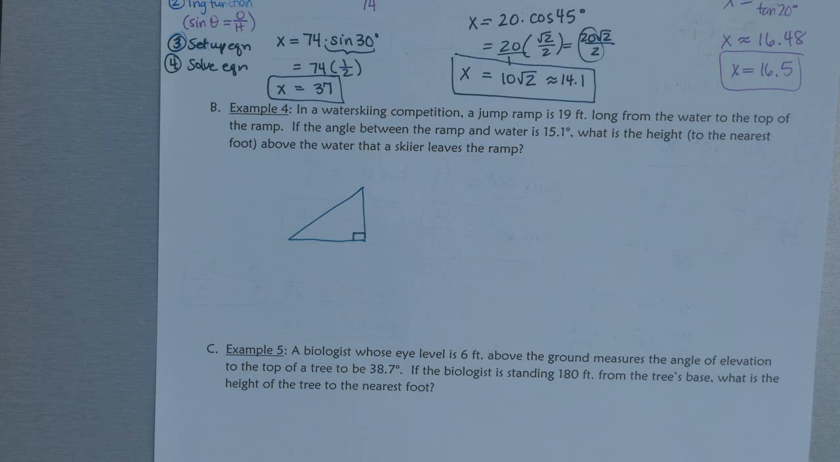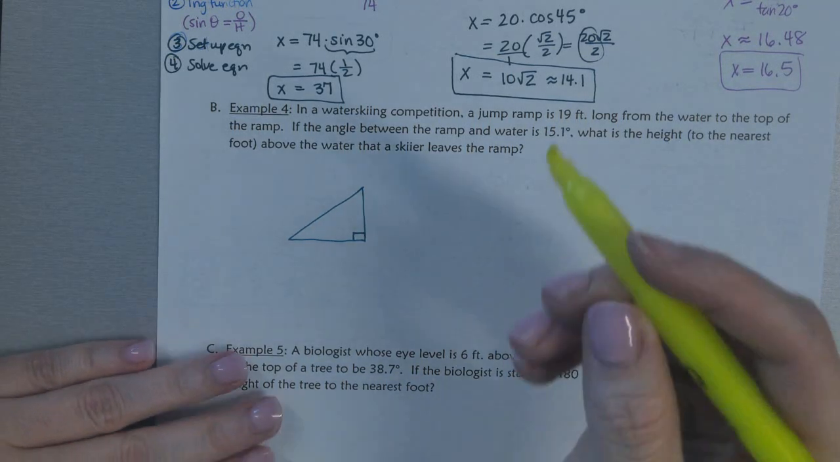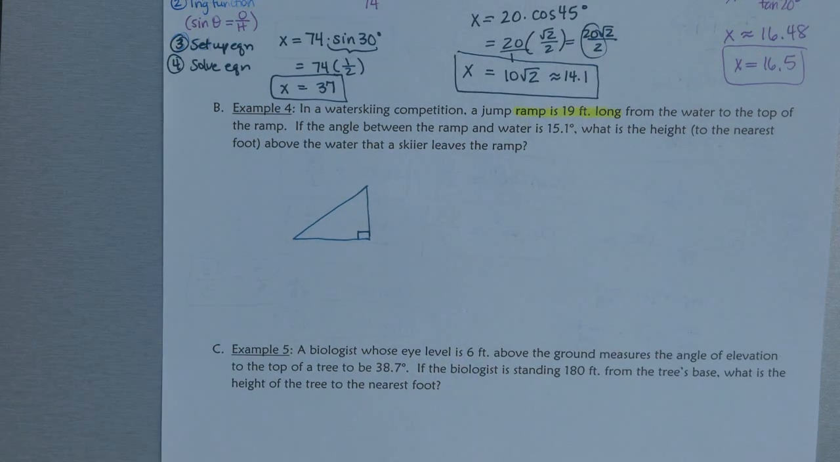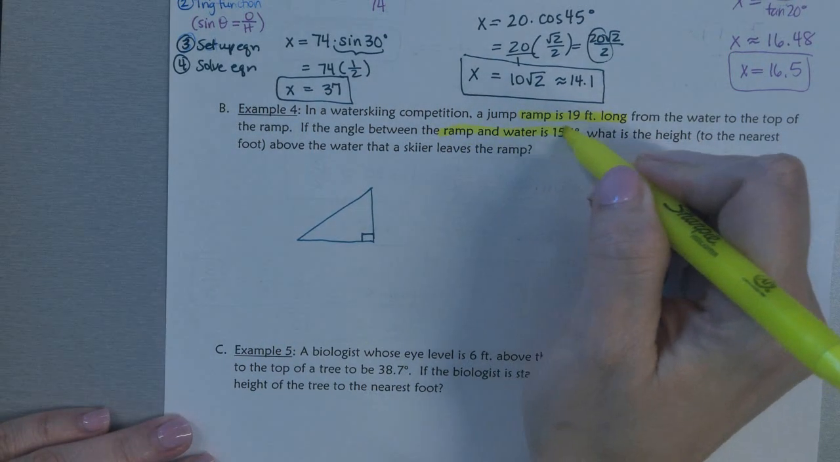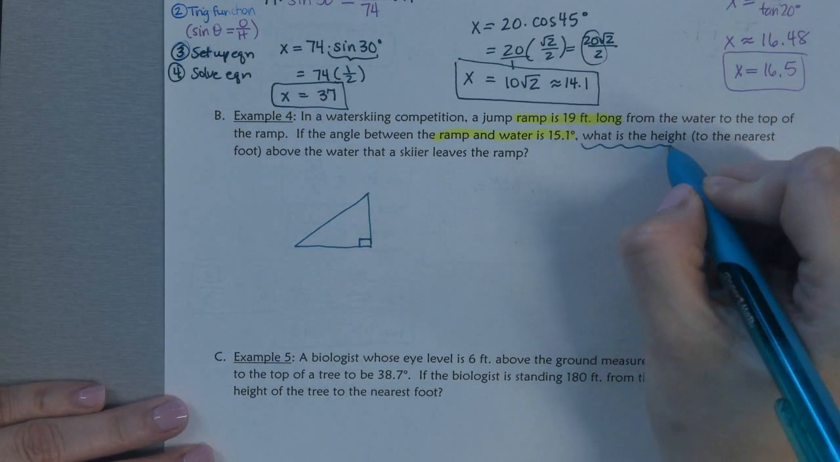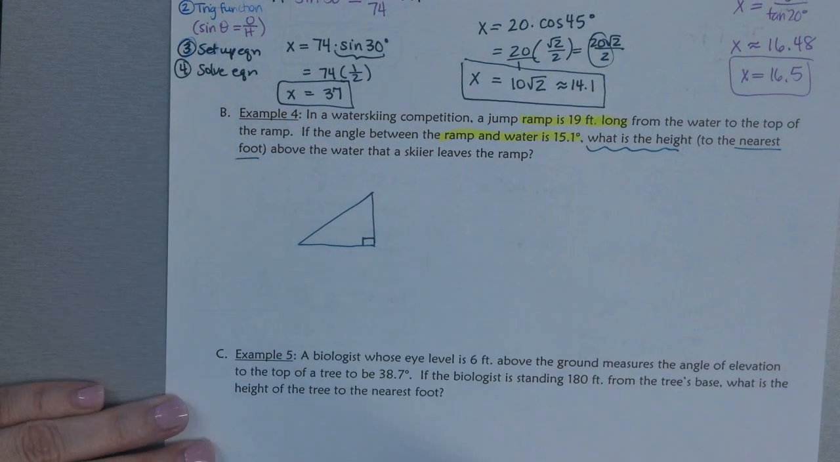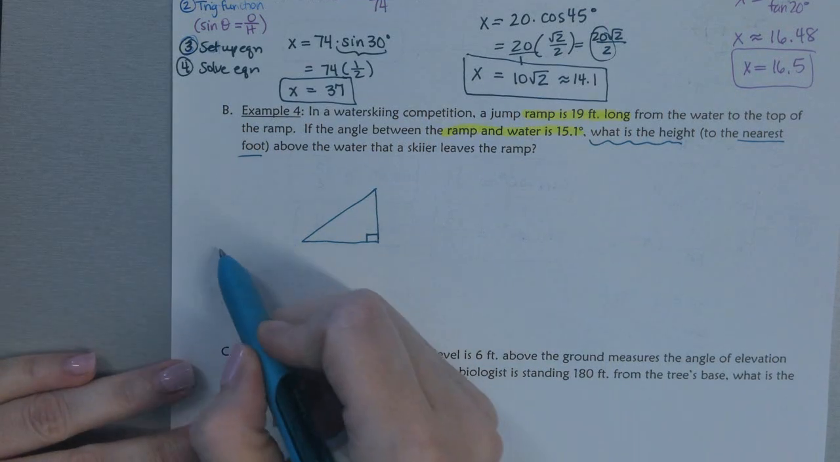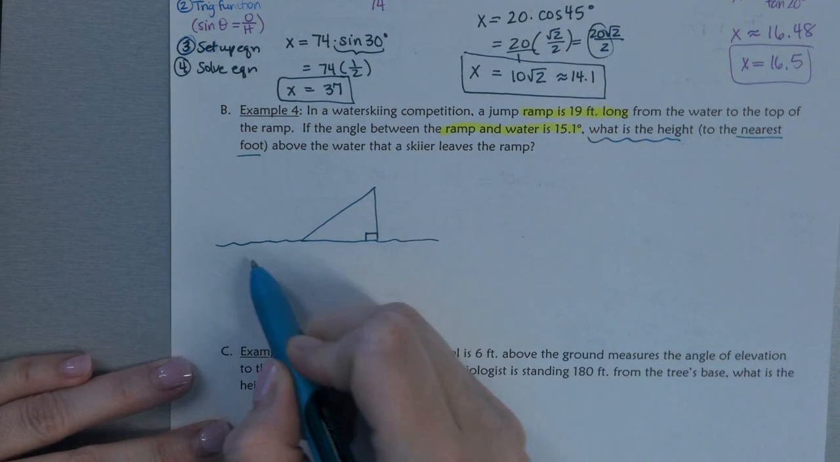So in this water skiing competition, a jump ramp is 19 feet long from the water to the top of the ramp. Then we know that the angle between the ramp and the water is 15.1 degrees. We have to find what is the height to the nearest foot above the water that a skier leaves the ramp. Okay, so now that I have more context, I'm going to put my water in there.